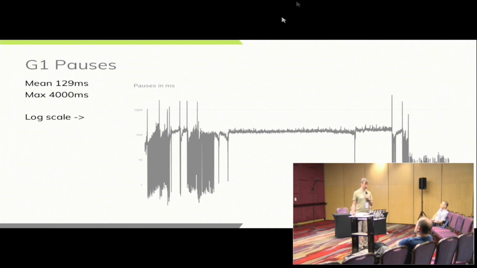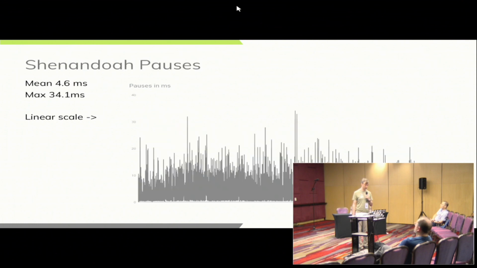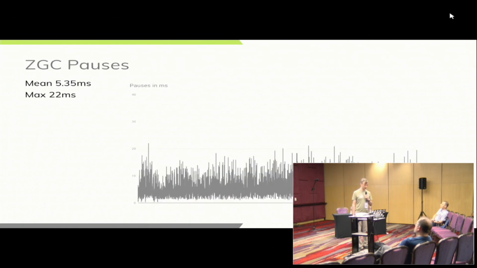Graphing the performance, this is a log scale, so this is ranging from single-digit milliseconds up to 4,000 milliseconds. And we see these spikes here, which are generally undesirable if you're doing online transaction processing of that sort. Shenandoah is way better, back to a linear scale. So we've got down to 34 milliseconds for the maximum pause, and a mean of about 4.6.